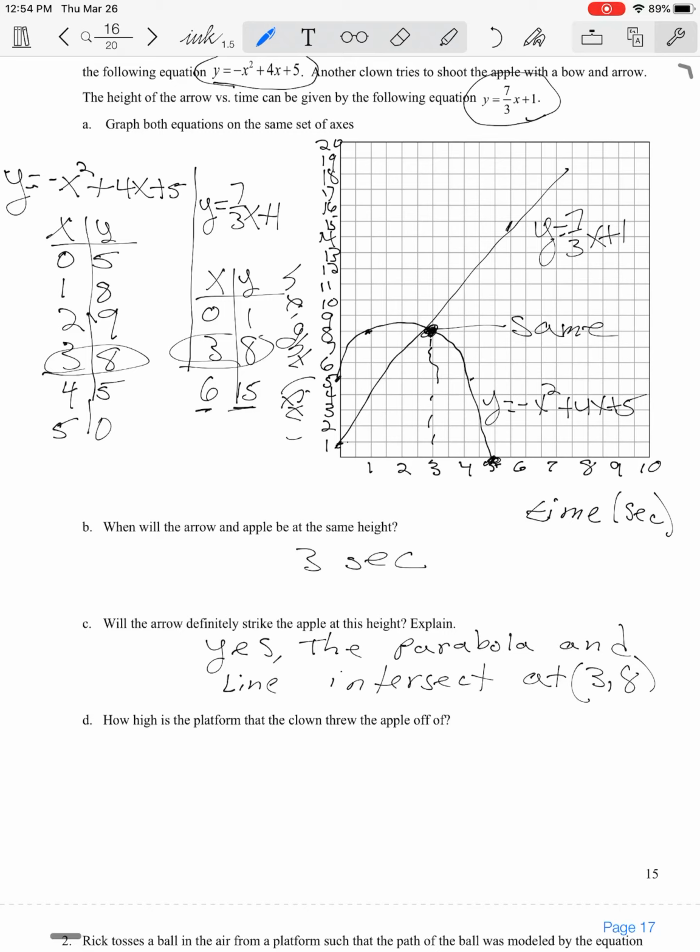How high is the platform that the clown threw the apple off of? So we know our clown is throwing the apple and it's going to start over here. Okay? That point is (0, 5). So we know at (0, 5), we know 5 feet.